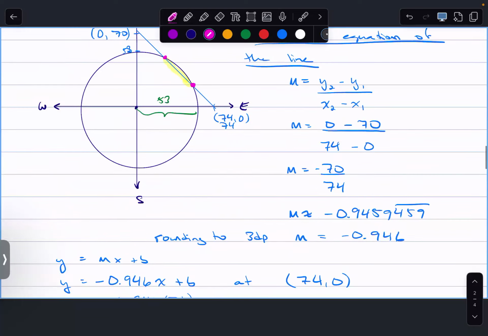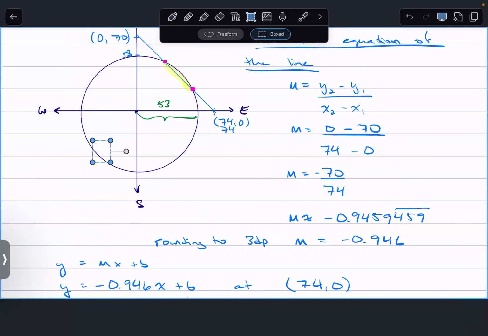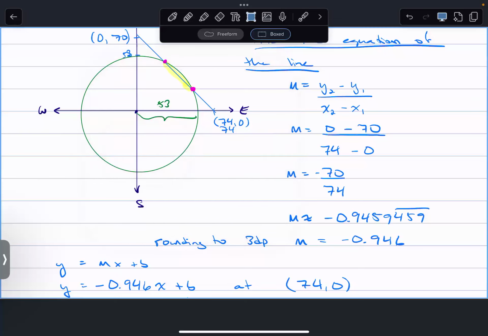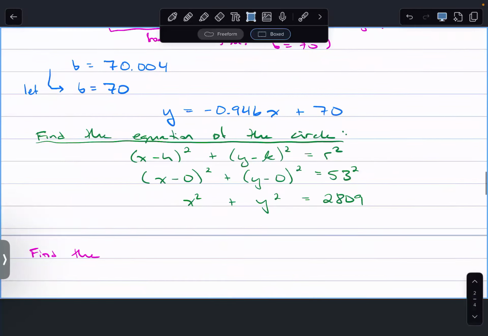Sorry, I'm gonna do a thing that's kind of bothering me because I'm gonna change this to green. It's subtle. But now the green stuff is for the circle, the light blue stuff is for the line, and the pink stuff will be for the intersections.